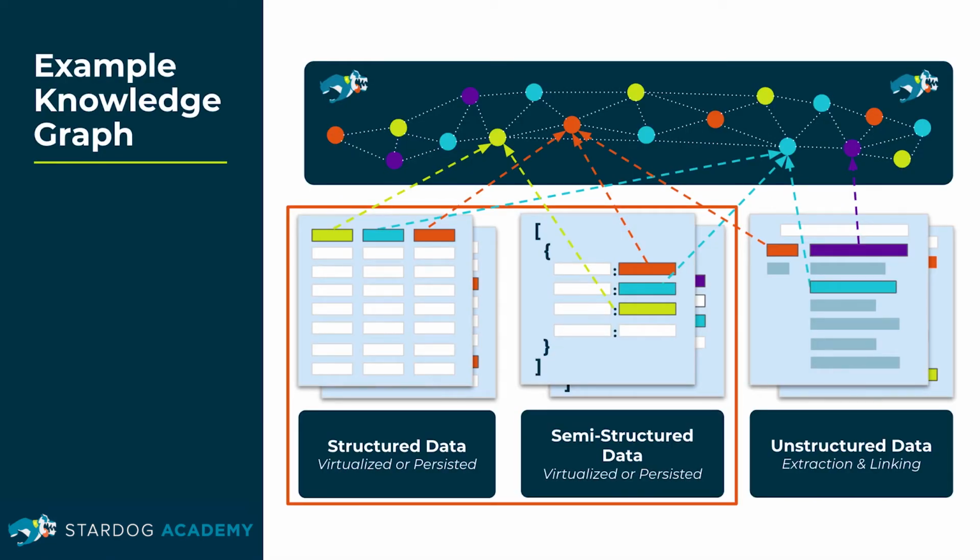Now, to be clear on where we're sitting in the architecture, here we have an example of a Stardog knowledge graph that is being sourced from 3 different types of data. We've got structured data, semi-structured data, and unstructured data. And in the context of today's talk, we're going to be speaking specifically about the structured data and semi-structured data, which we can use the virtual graph feature to fully virtualize, persist, or cache, and we'll review each option along the way. This concludes the section on virtual graph overview.